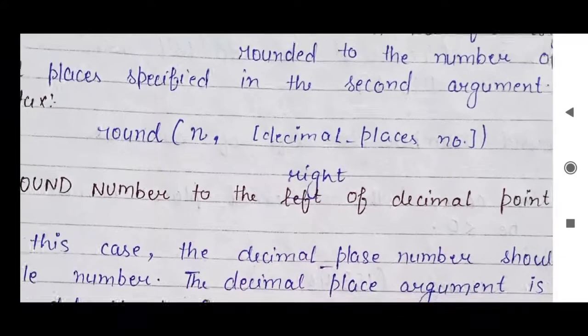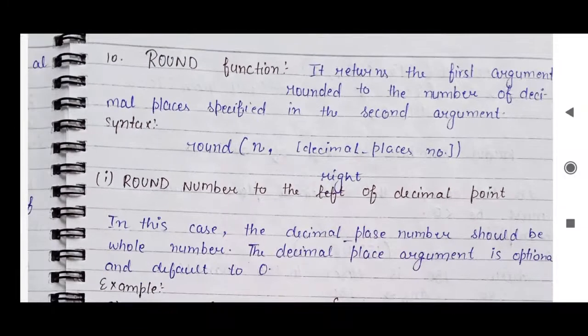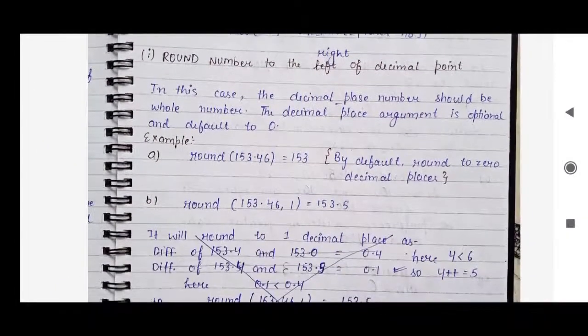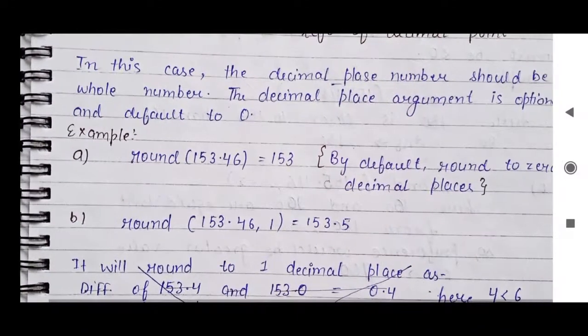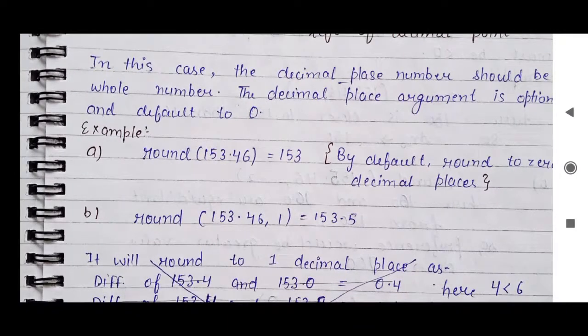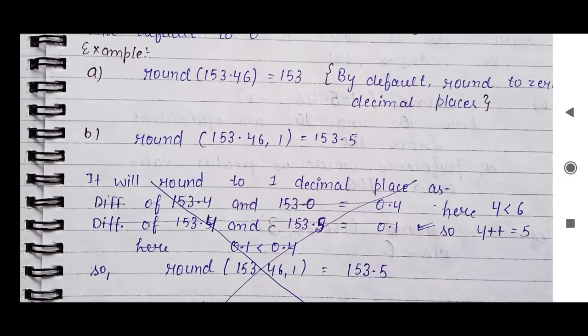Basically, we can round the number to the right side of the decimal point as well as the left side. If we are going to round the number to the right side of the decimal point, how do we do it? Let's take examples. Let's suppose we simply write round and the value. By default it always assumes that we want 0 numbers after the decimal point. So it will simply round off the number up to 0 decimal places. We do not want any number after the decimal point, so it will return simply 153.